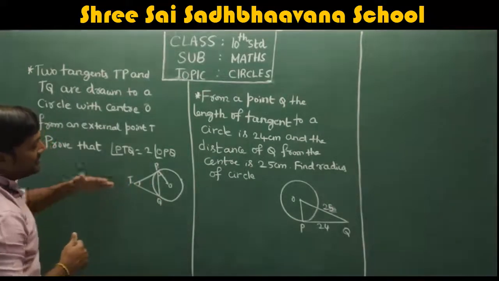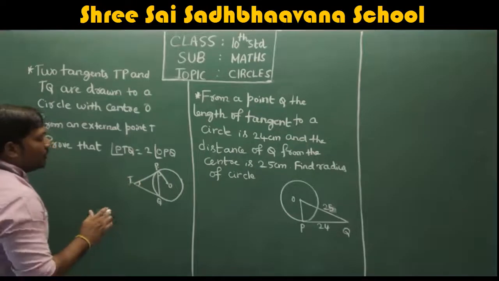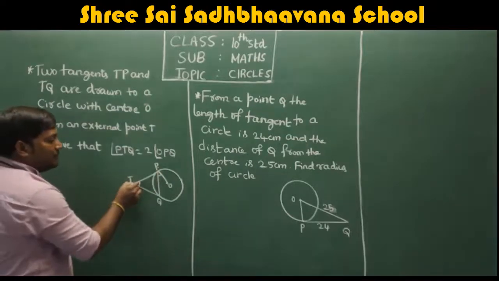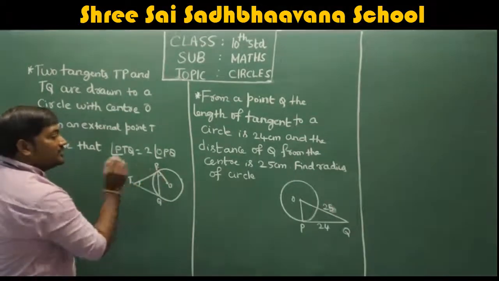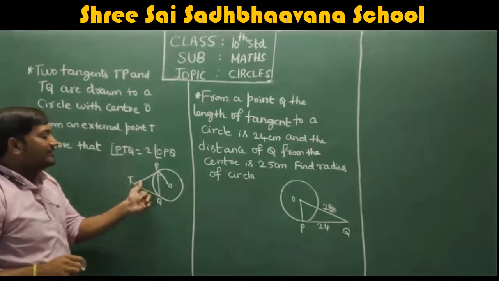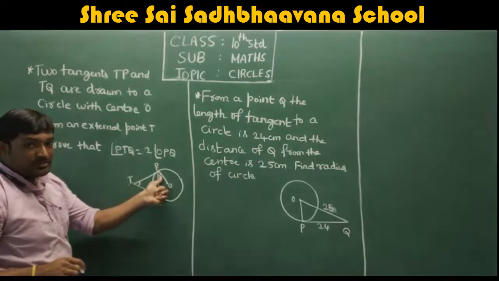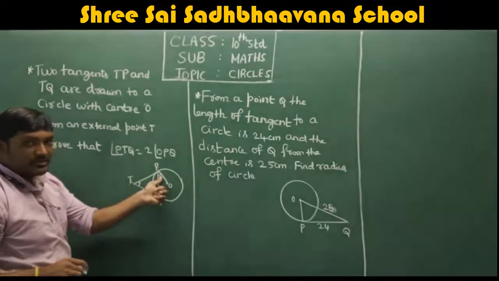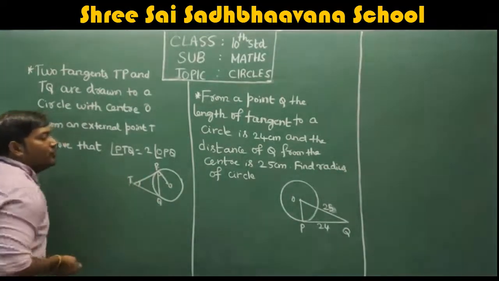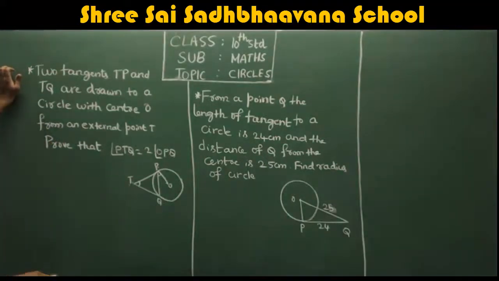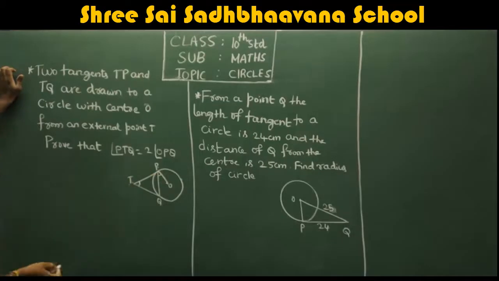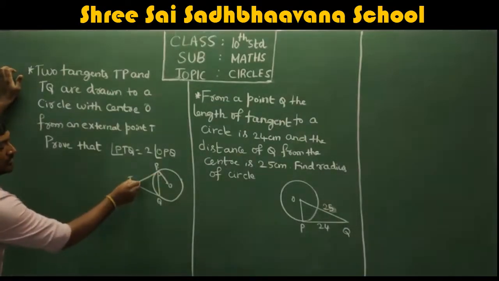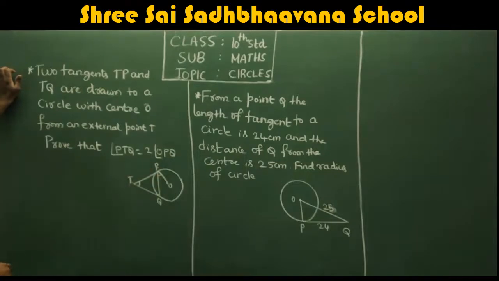So if this is the condition, what do we have to prove? We have to prove this angle PTQ is 2 times of this angle. It means if this is 120 degrees, this should be 60 degrees. Are you understanding? 2 times 60 should be 120. It cannot be 90, it is not a perpendicular. It should be less than 90. So if it is 110, it should be 55.